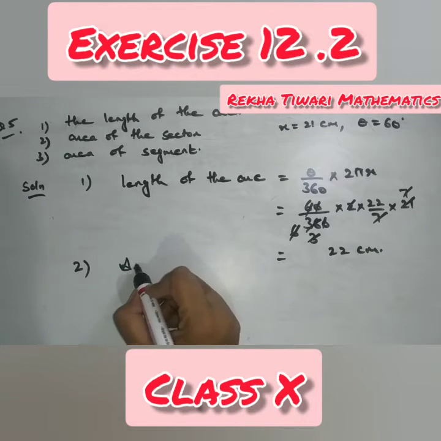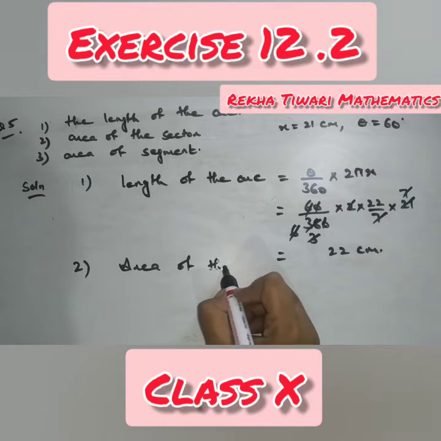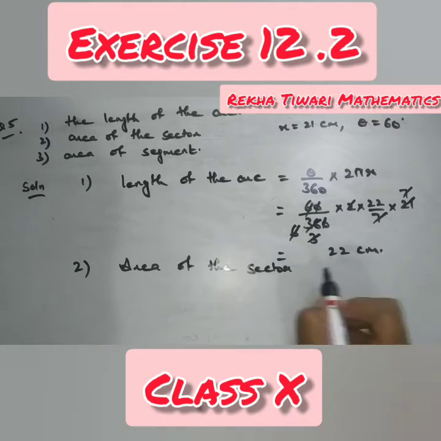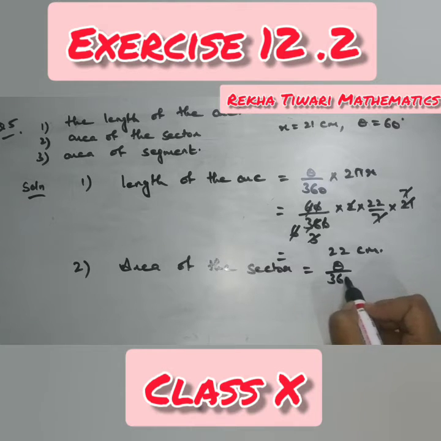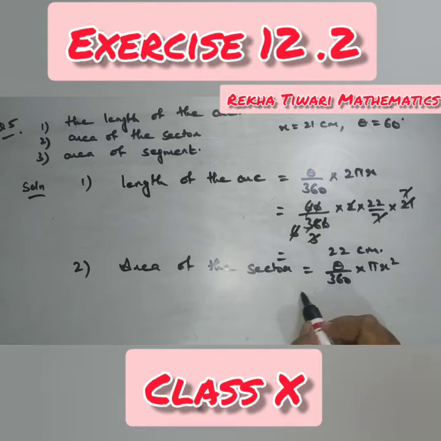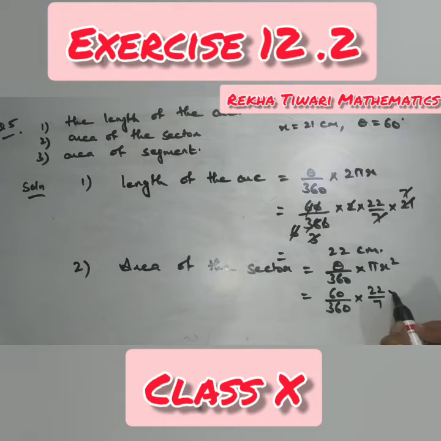Second part, area of the sector. What is the formula? Theta by 360 into pi r square. Put down the values. 60 by 360, 22 by 7. Radius is 21 into 21. Cancel this. 3, 2, 2, 11. It comes out to be 231 centimeter square. If you have to find out the length of arc, you have to write down in centimeter only and area in centimeter square.